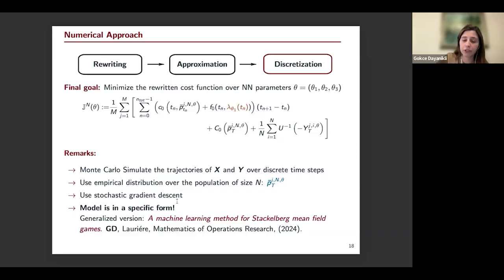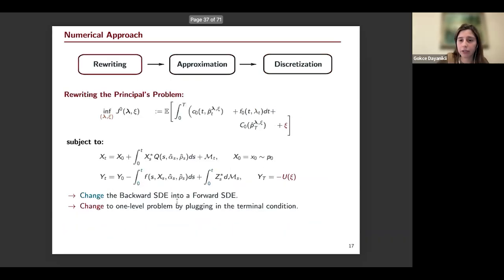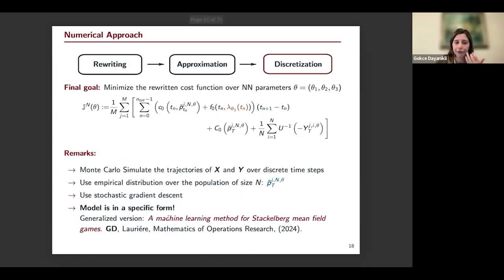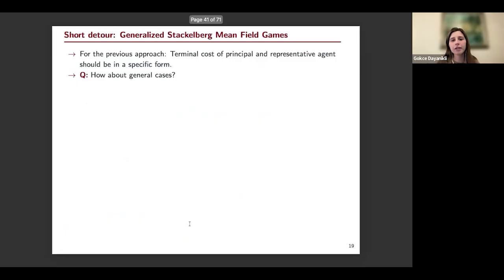For this model, as I mentioned previously, we needed the terminal costs of the representative agent in the society and of the principal to be related to each other. However, this is a very restrictive assumption. So in order to get rid of it, we worked on another paper. If you're interested, its name is A Machine Learning Method for Stackelberg Mean Field Games. So here, my short tour is related to that.